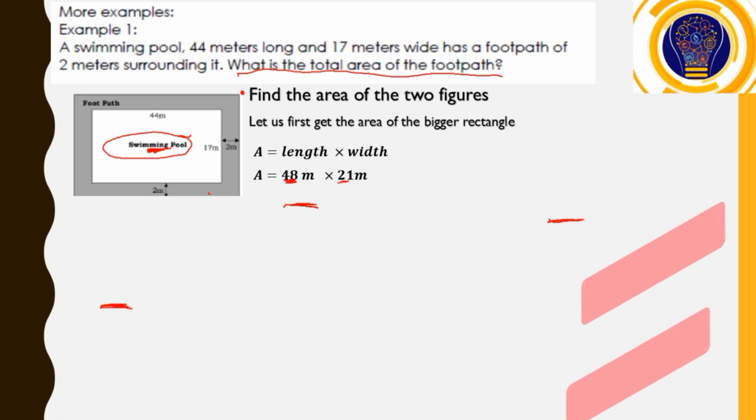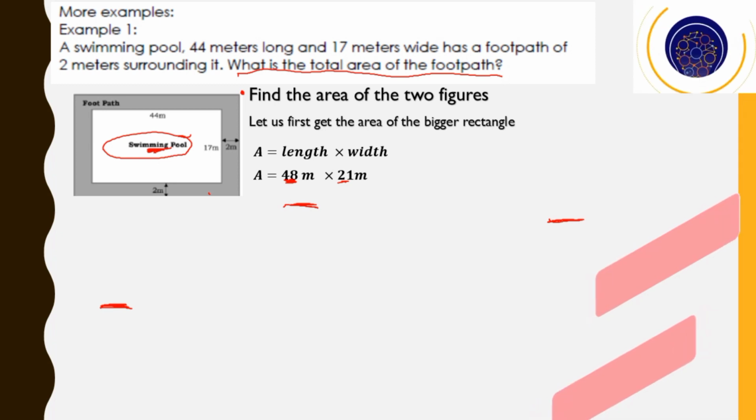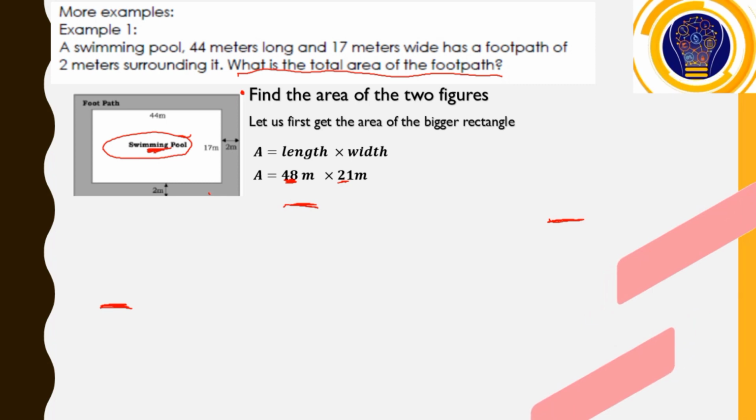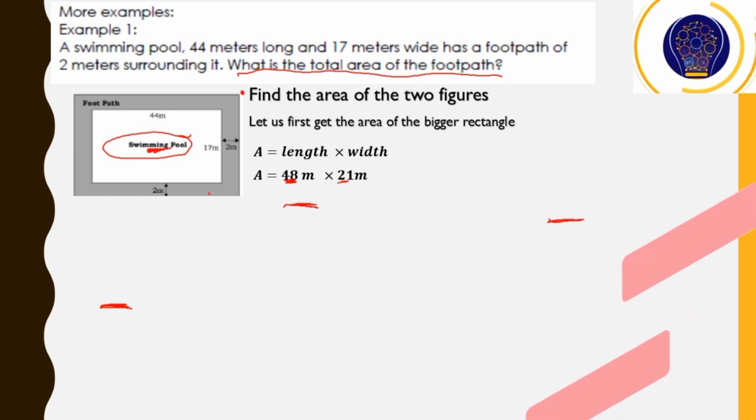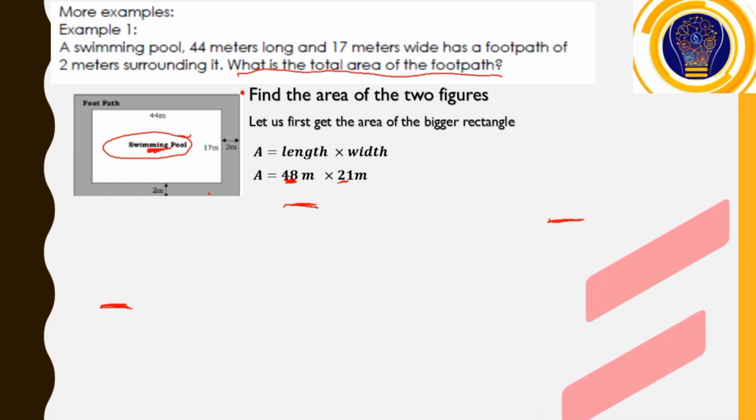Ma'am, saan nakuha yung 48 meters? Diba ito, simula dito hanggang dito ay 44. Meron pa ditong 2 meters at 2 meters. Therefore, simula dito hanggang dito ay 48 meters. That is 44 plus 2 plus 2, and that is equal to 48 meters times 21 meters.